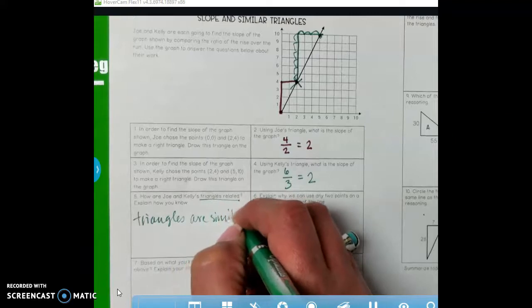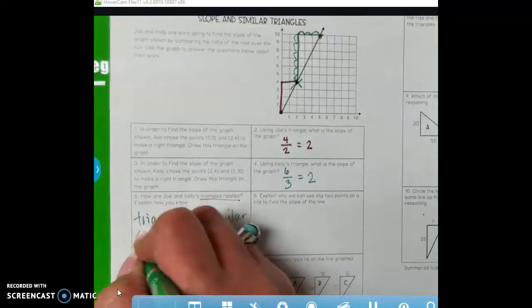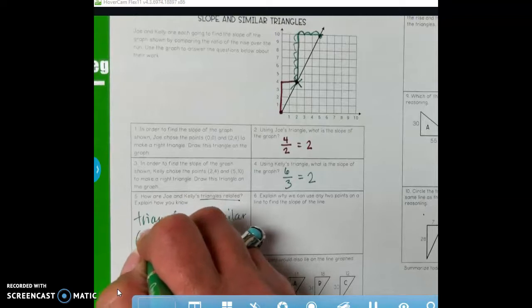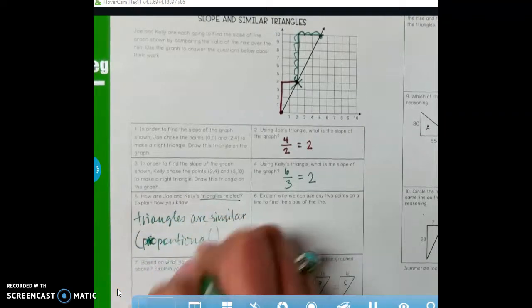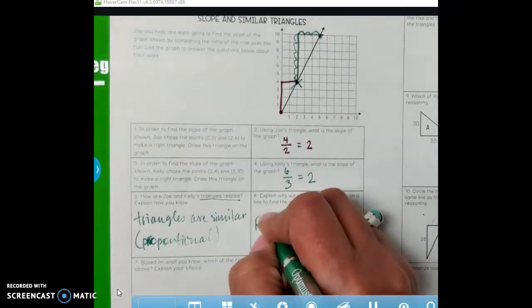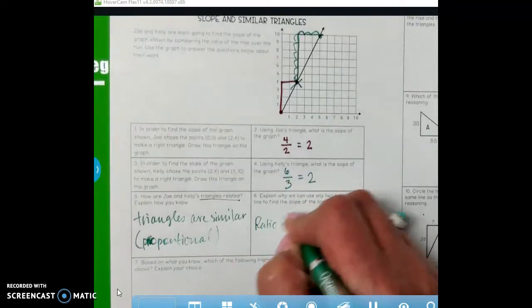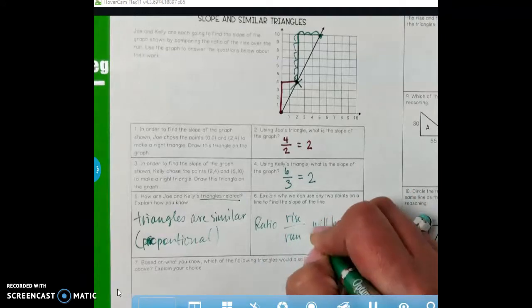We did similarity work first semester. We would line them up in a proportion. We're going to compare, reduce them, and so on. So that's what is coming back into that slope topic. They are proportional. So your ratio of rise over run will be the same.